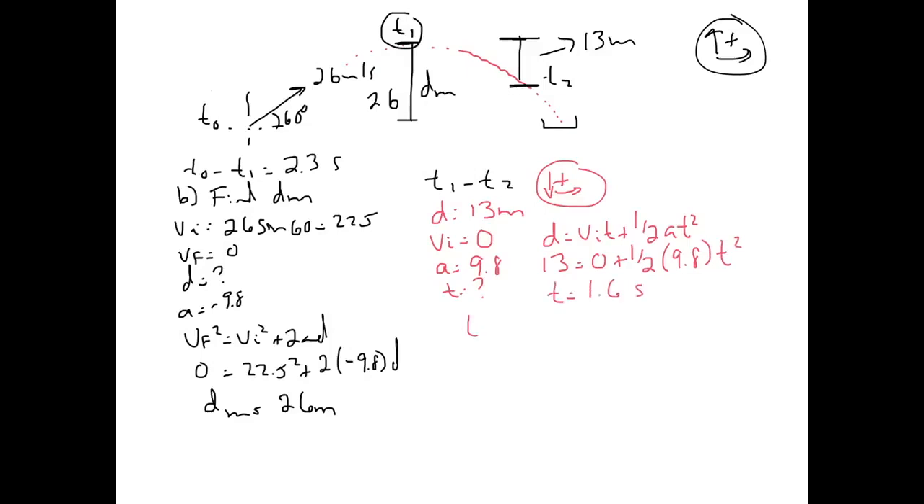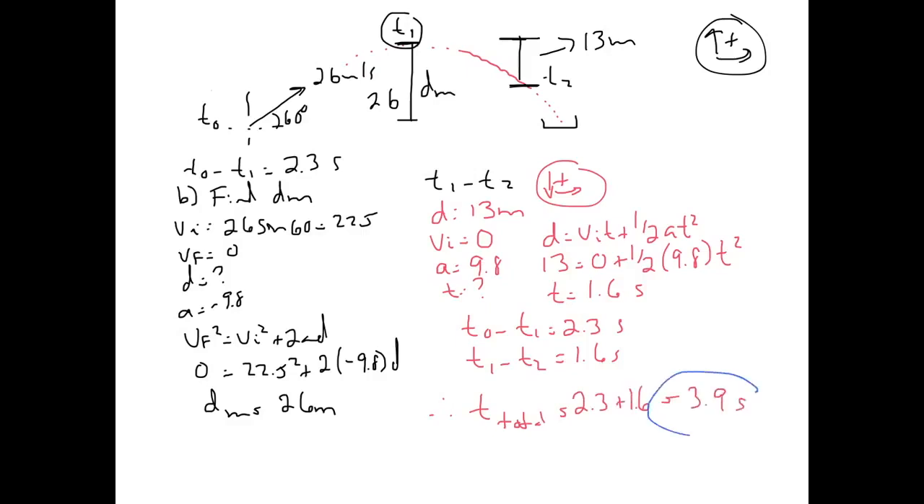Okay? So now we know that t0 to t1 equals 2.3 seconds. t1 to t2 equals 1.6 seconds. Therefore, time total is 2.3 plus 1.6, which is going to equal 3.9 seconds. And that's your answer.